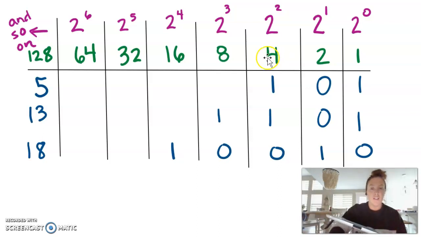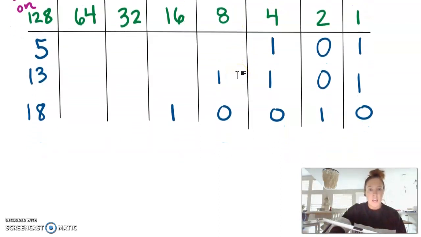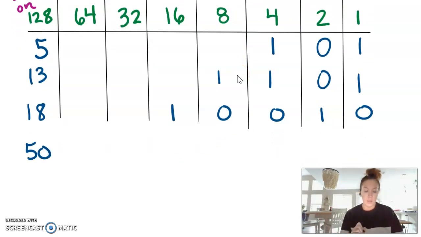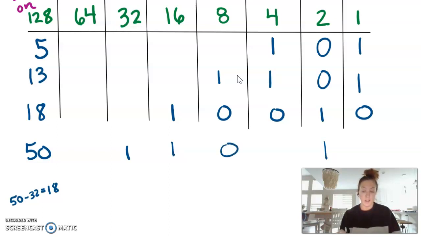Got it? All right, let's try another number. How about 50? The biggest number that divides into it is 32. So 50 minus 32 is 18. Then I need to represent 18, and we just did that. I have a 1 for 16 and then a 1 for 2. So 32 plus 16 plus 2 is 50. And we put zeros in all of the other places as placeholders. So 50 can be written as 110010.